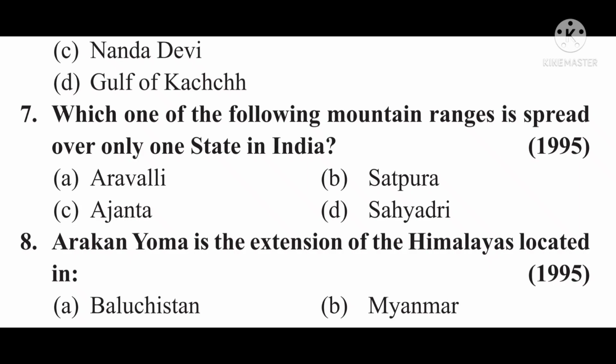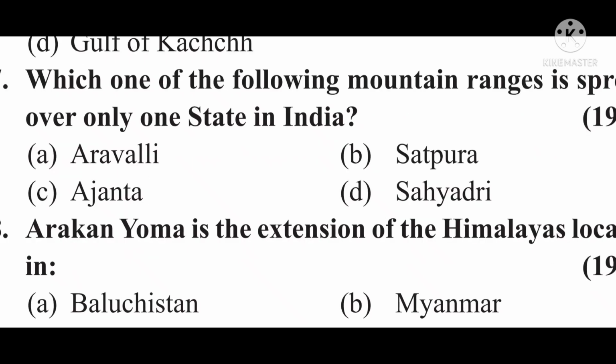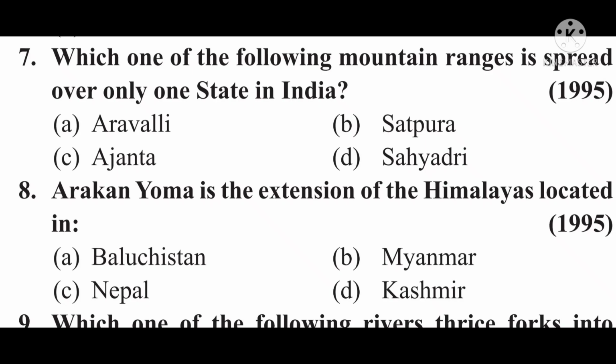Next question, which one of the following mountain ranges is spread over only one state in India? The Aravalli range is spread over Gujarat, Rajasthan and Haryana. And the Satpura range is also spread over UP, MP, Bihar, Chhattisgarh and Gujarat. The Sahyadri range is also spread over 6 states in southern India. But the Ajanta range is only spread over Maharashtra. So the answer will be option number C.